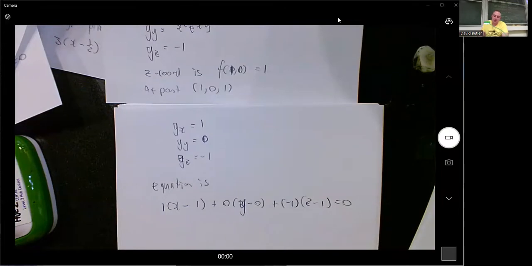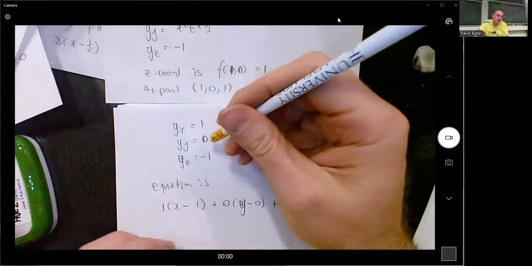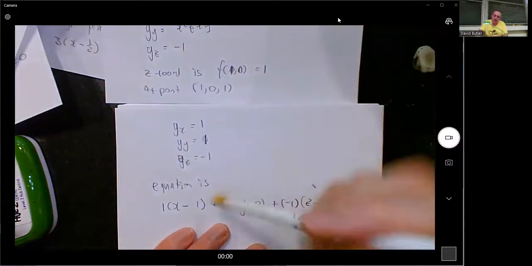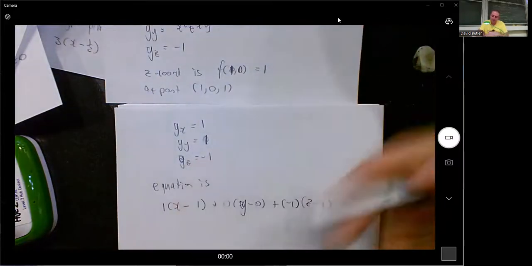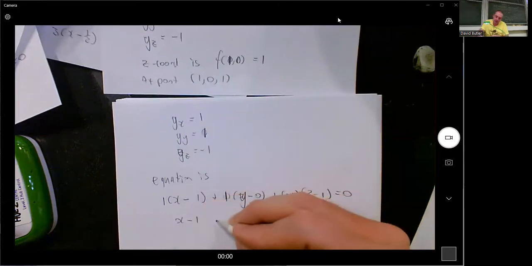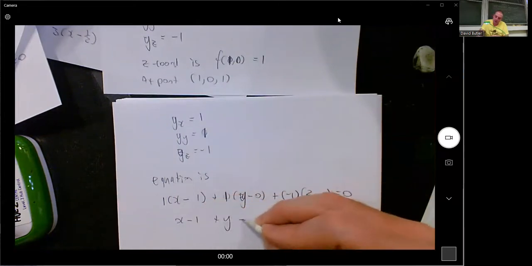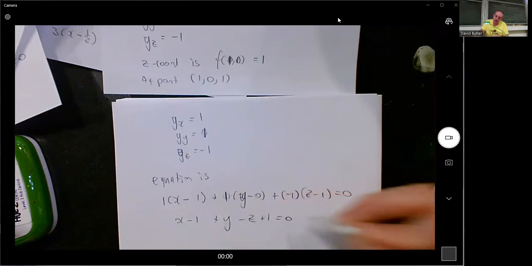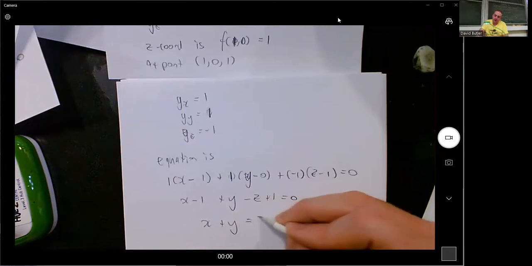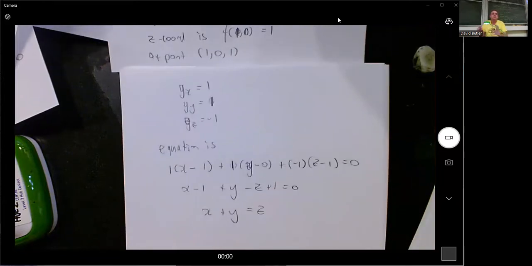And when you rearrange that, no, it is 1. It was 1, wasn't it? They're all 1. Sorry, getting myself mixed up. And so I get x minus 1 plus y minus z plus 1 equals 0. x plus y equals z. Because the 1 minus 1 cancel. So that's the alternative way of producing the same answer.